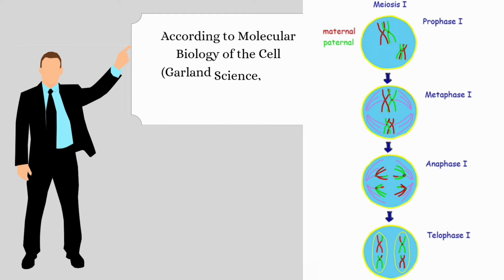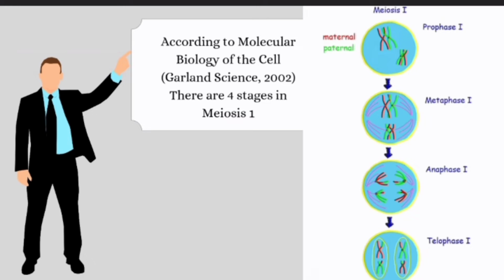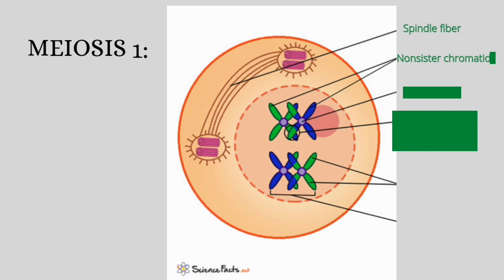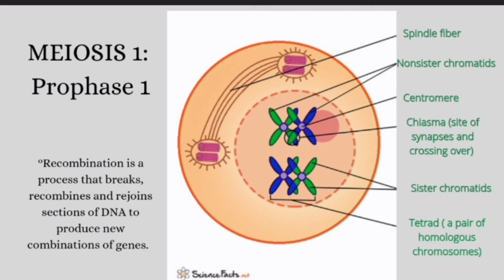According to Molecular Biology of the Cell, Garland Science 2002, there are 4 stages in Meiosis I: prophase I, metaphase I, anaphase I, and lastly telophase I. First, let's discuss prophase I. At this stage, chromosomes become compact, dense structures, and are easily visible under the microscope.